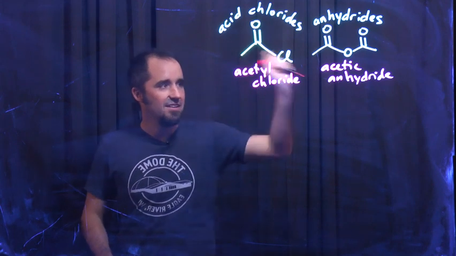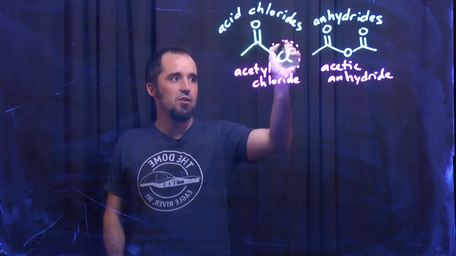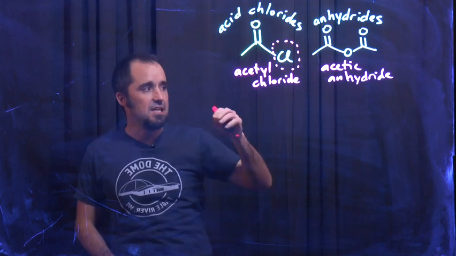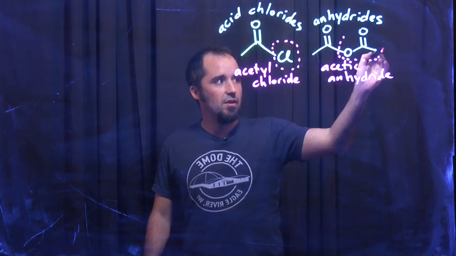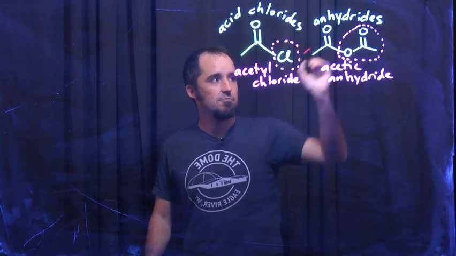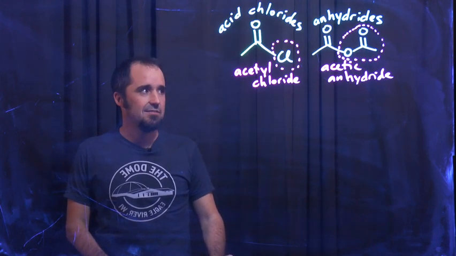Acetyl chloride, acetic anhydride, both of them have a built-in leaving group. There it's easy to see. Here it's less easy to see. Here your leaving group is acetate, right? A pretty stable, weak base.